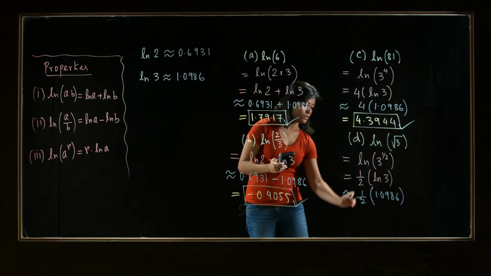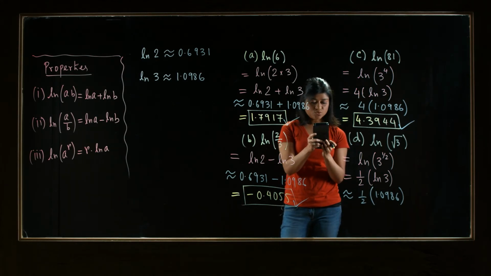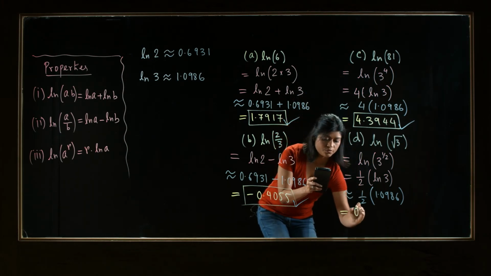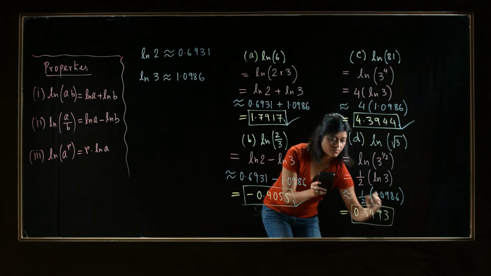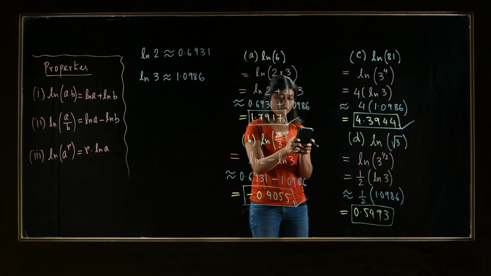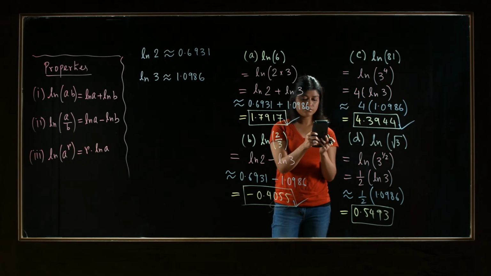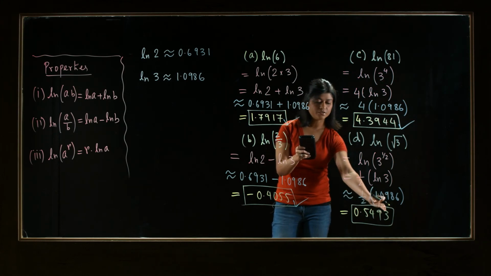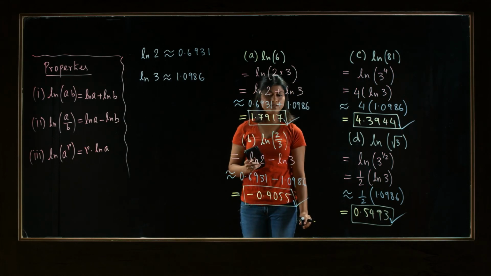Finally, first evaluate this number. So what is 1/2 times 1.0986? That is 0.5493. And check, plug in natural log of square root of 3. And you get, yeah, the same value, 0.5493, and so on. So this is a check as well.